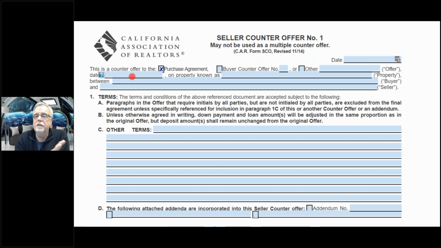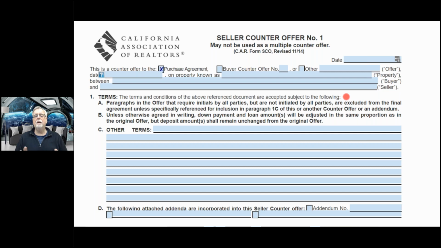Lawyers would say that this is all really important because that's the reference mark that ties all these different forms together. You put in the address of the property, the name of the buyer, and the name of the seller. Now, let's go through terms. The terms and conditions of the above referenced property are accepted subject to the following.